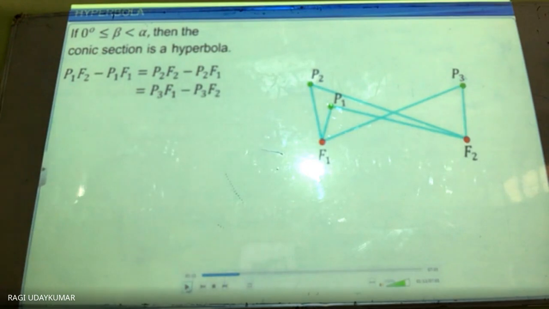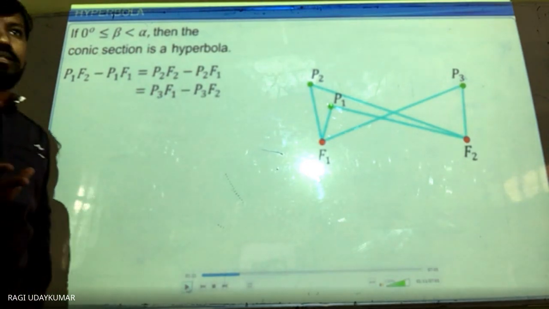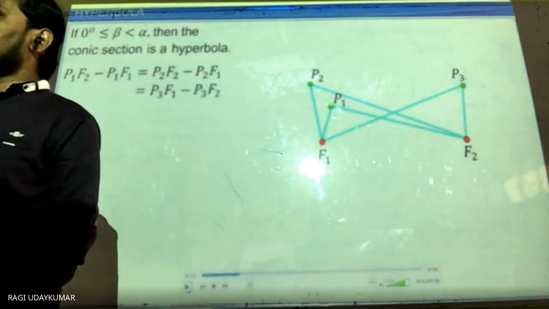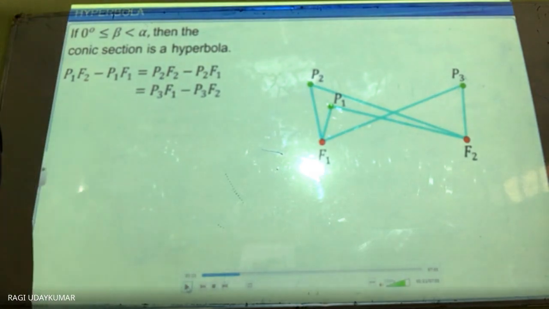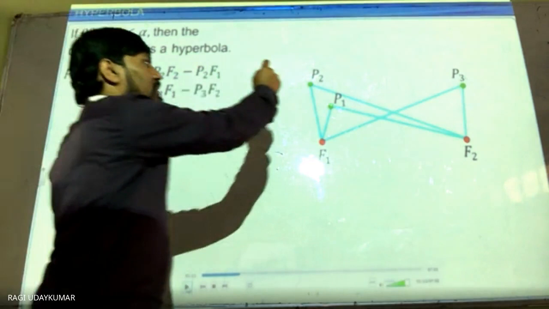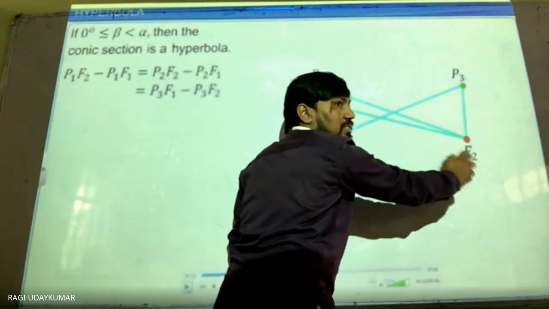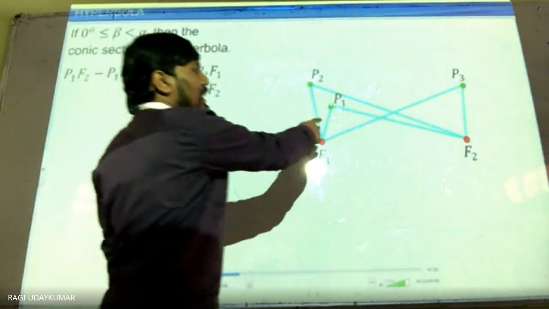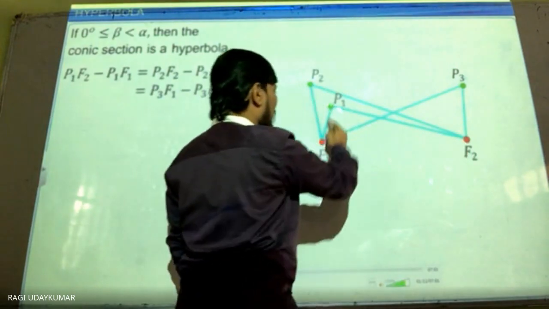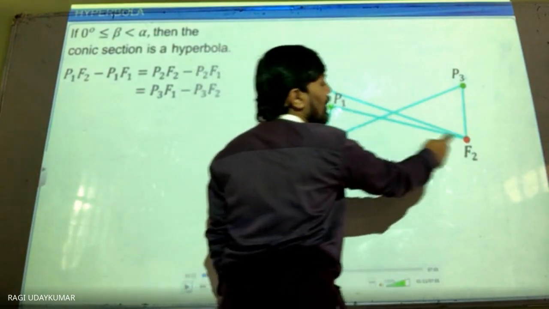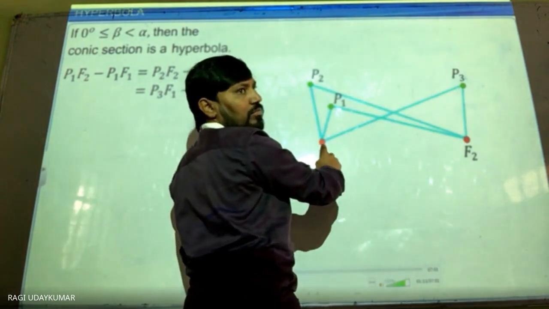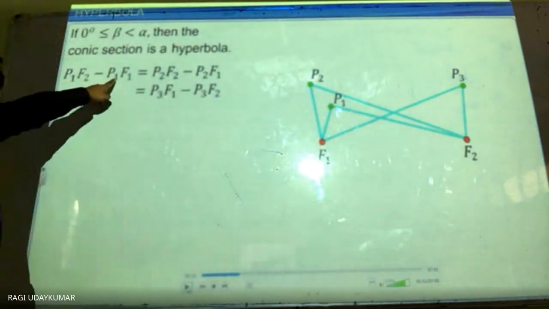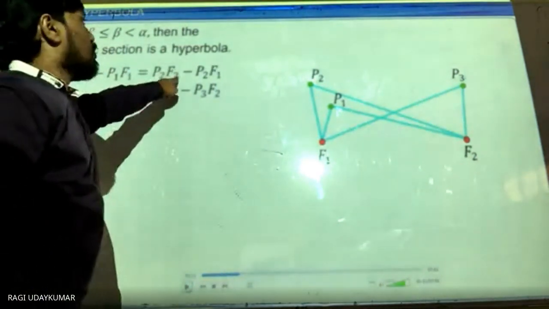Previously, in the ellipse it was the sum. Here, it is the set of all points whose difference of distances from the two fixed points is constant. Whenever you take the difference of the distances from this point to these two fixed points, that difference should be constant. That is, in this case, P1F2 minus P1F1 should be equal to P2F2 minus P2F1.